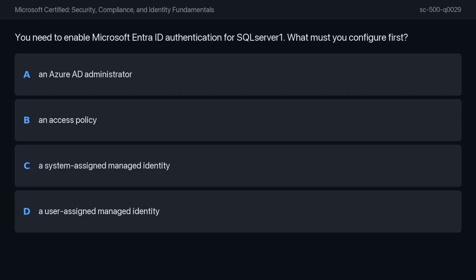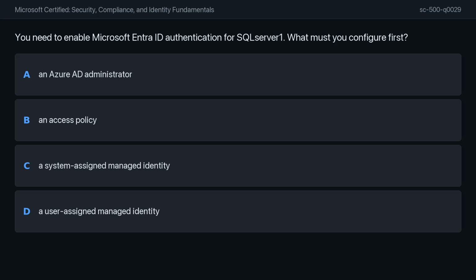You need to enable Microsoft Entra ID authentication for SQL Server 1. What must you configure first? The options are A. An Azure AD administrator, B. An access policy, C. A system-assigned managed identity, or D. A user-assigned managed identity.